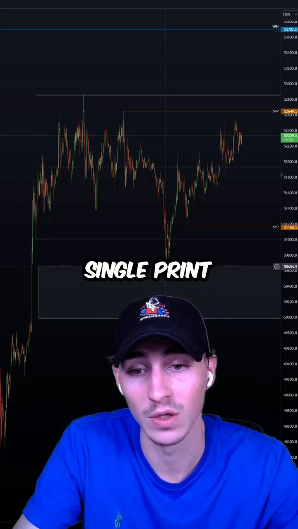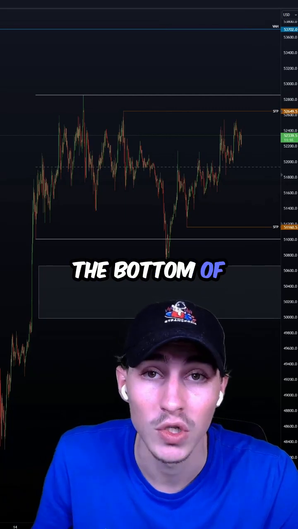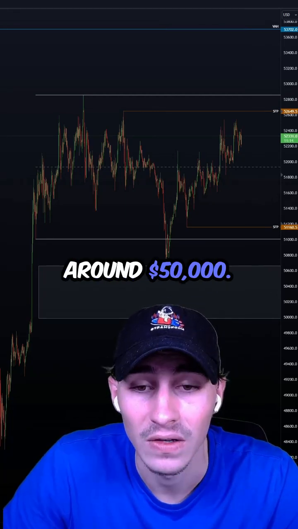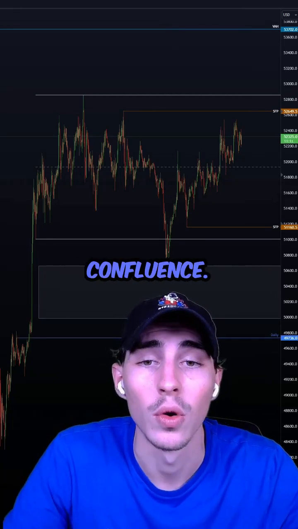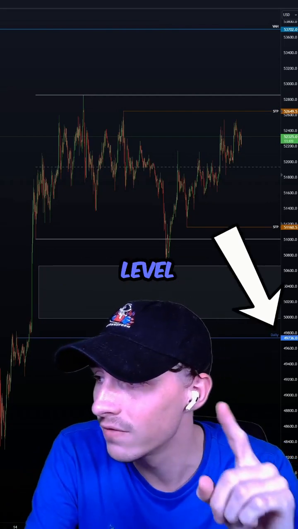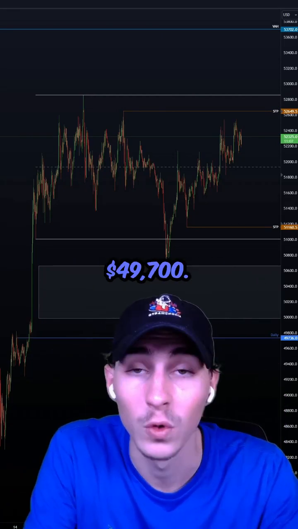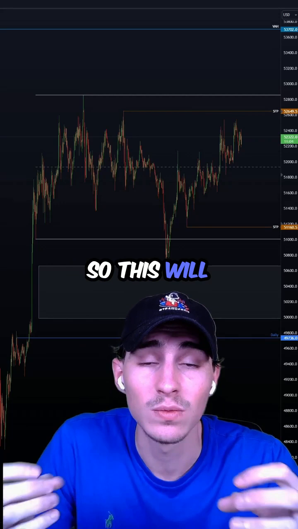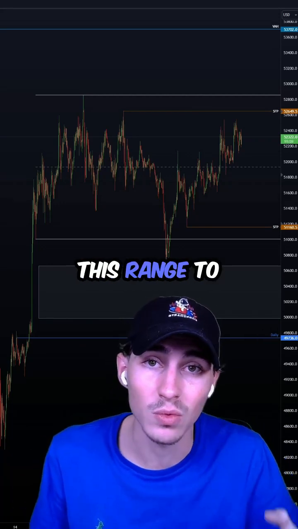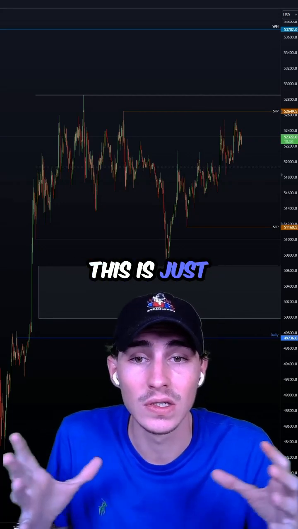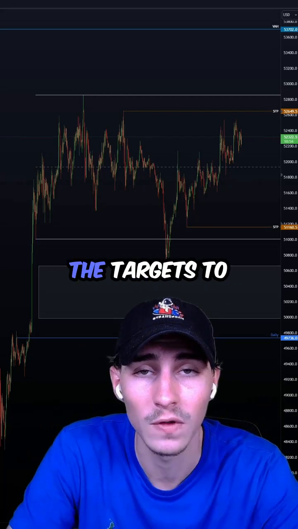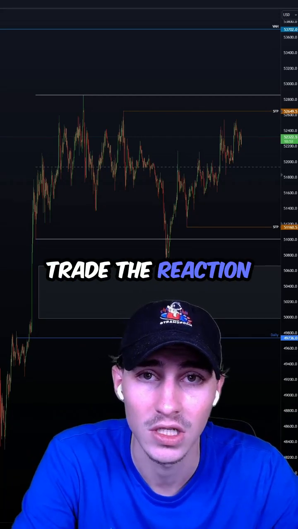And so if we fill a single print here, we're simply going to go to the bottom of it that is coming around 50,000. In addition to this, we can add some more confidence. We can look for the daily level. You can see just right there that is around 49,700. So this will be the first target if we have to break this range to the downside. This is just very simple. We just have to wait for the targets to be hit and trade the reaction on the order flow.